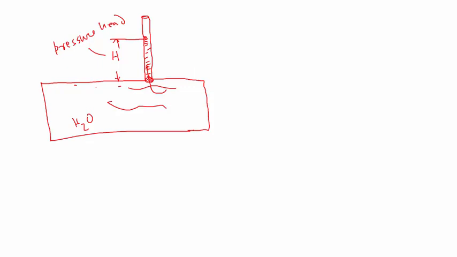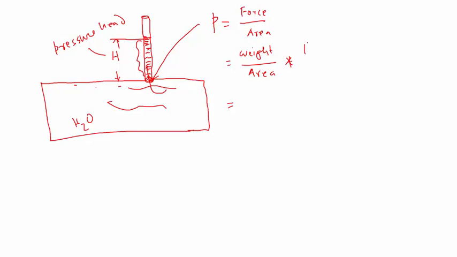Now, if I want to measure pressure on that cross section, I can simply write pressure is equal to force by area. Force in this case is the amount of water in this tube. It's the force I would feel if I put my hand in there. So instead of force, we can replace that with weight divided by area. Now let's multiply both the denominator and numerator by h.